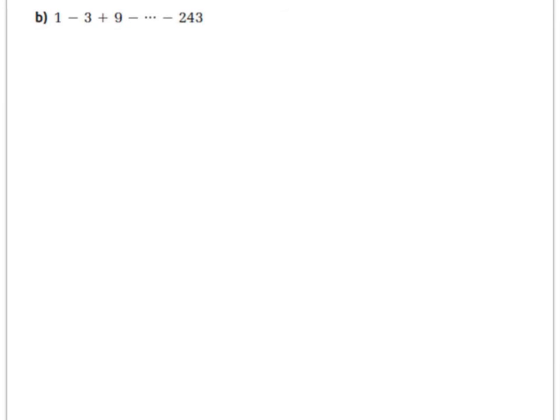The next one, we have to find the sum of the series 1 minus 3 plus 9 minus, up to negative 243. Now, when you look at this series, you can see that negative 3 divided by 1 is negative 3. 9 divided by negative 3 gives you negative 3. So this is a geometric series. Now we know that a is 1 and r is equal to negative 3. But again, we don't know how many terms we have.